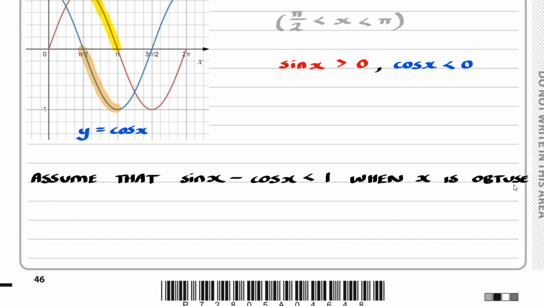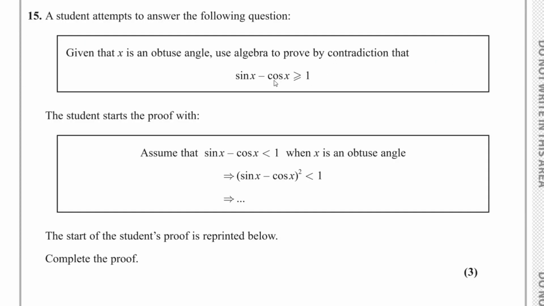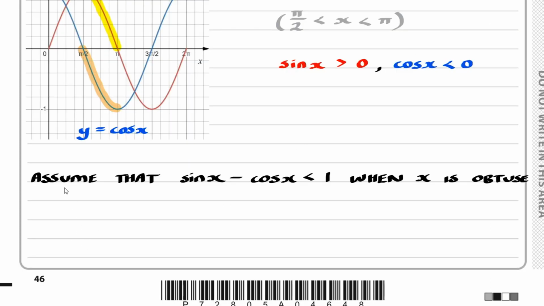So, starting off with the line, assume that sin x subtract cos x is less than 1 when x is obtuse. Now, the reason we start off with this particular line, if we think about what we want to show, we have sin x subtract cos x being greater than or equal to 1. We want to prove something by contradiction, so we start off with an assumption that is opposite to this, which is why we assume that sin x subtract cos x is less than 1 when x is obtuse.